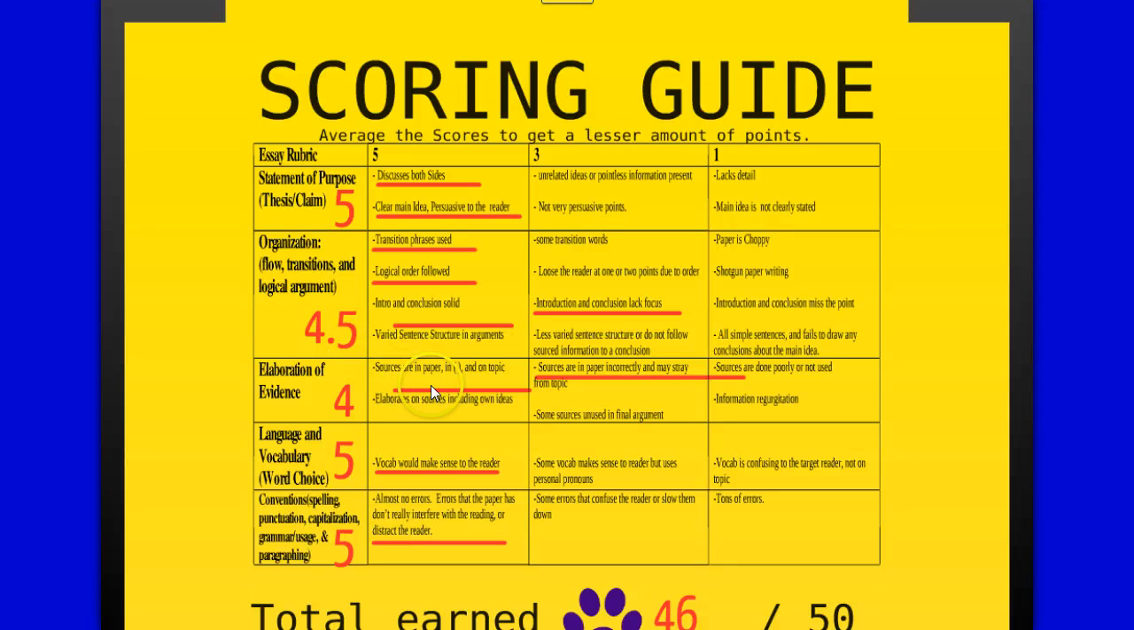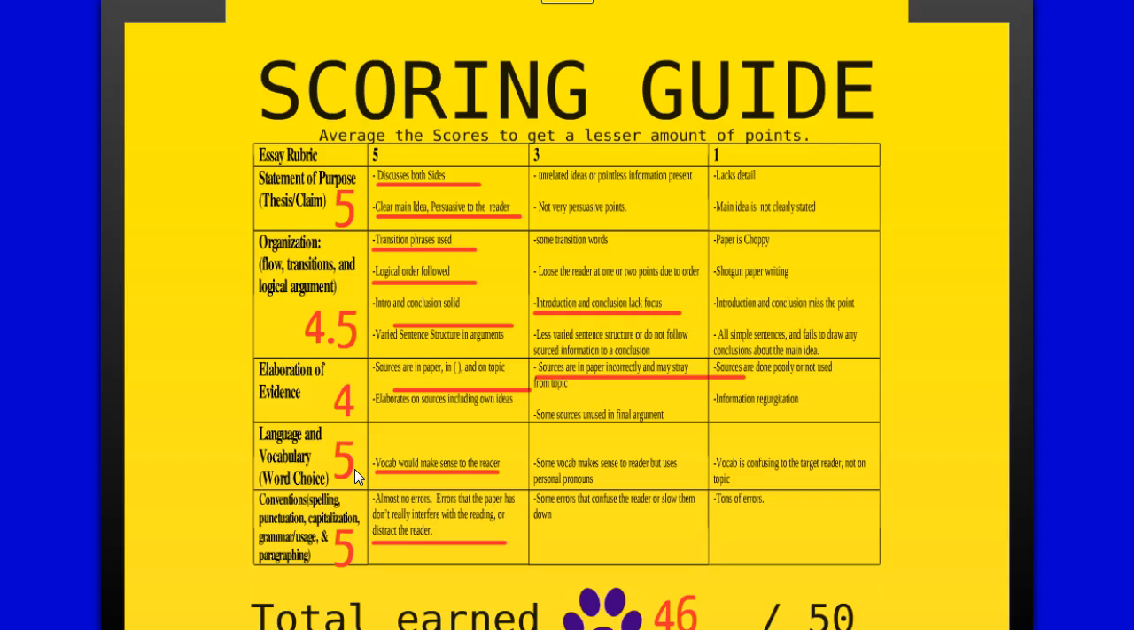Elaboration of evidence: make sure that all of the parenthetical citations are correct. Make sure that they match up with the works cited page, that the works cited page is organized appropriately, and that there are different sources used. Did he use a book? Did he use a website? Did he use digital media? Make sure that there are at least 3 sources used. There should be 4 here. You go 4, 4, 4 times 4, and that's 16 divided by 4 equals 4.